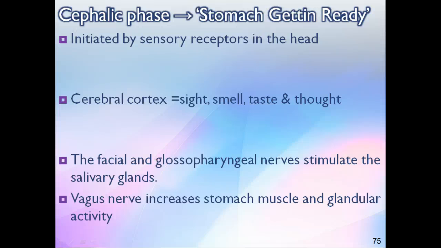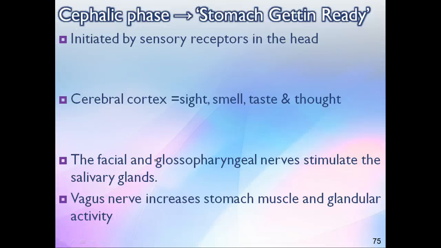So the stomach is going to start making noise, getting revved up, increasing juice secretions. Again, any of your special senses can activate this cephalic phase. Nerves involved typically include your facial and glossopharyngeal, which is going to get those salivary glands revved up. Of course, the vagus nerve is going to head on down into the stomach to activate it.